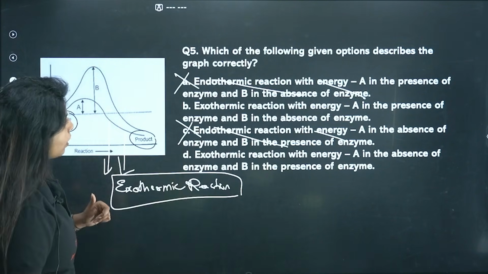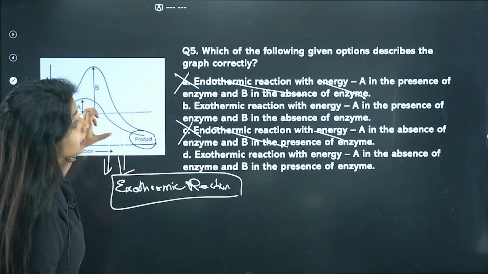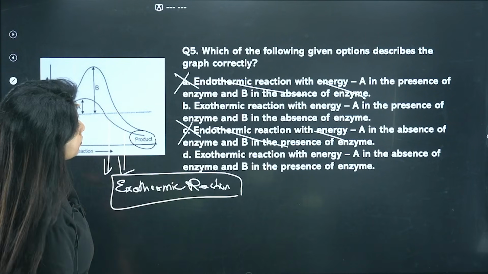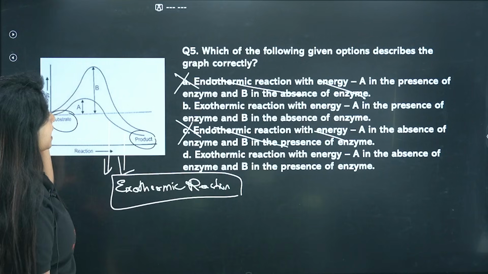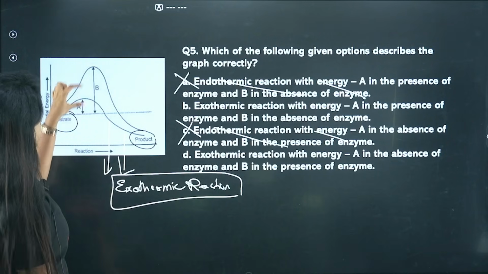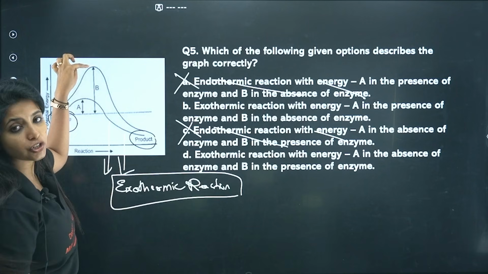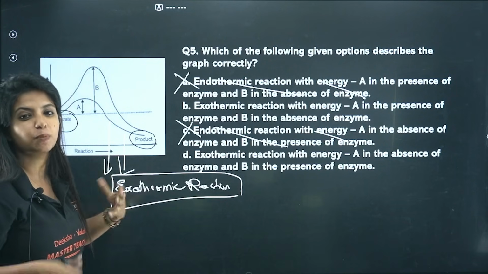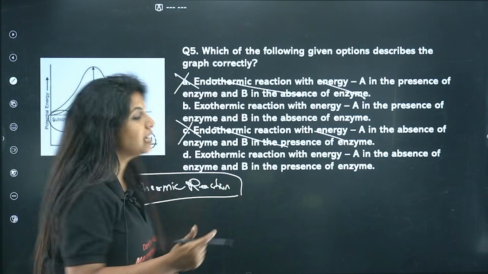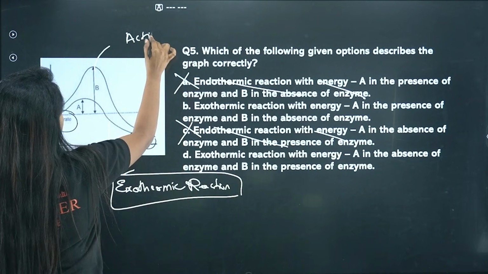Now, the next question is: an exothermic reaction with energy, A, in the presence of enzyme, and B, in the absence of enzyme. What do you think this is? Here, if you see, there is a spike in energy. There's too much spike in energy over here. What is this energy depicting? What is this energy called? This is known as activation energy.